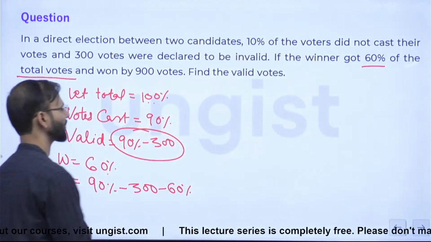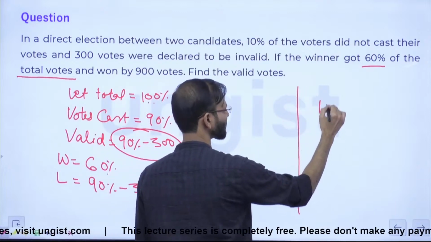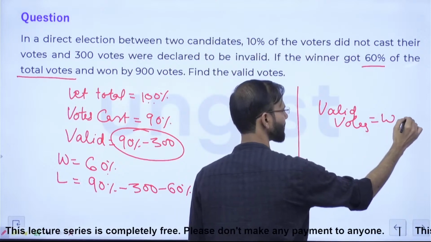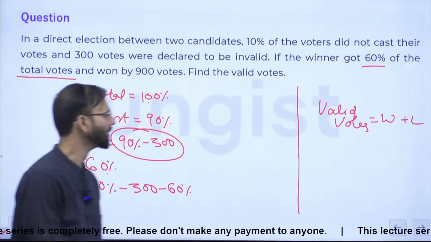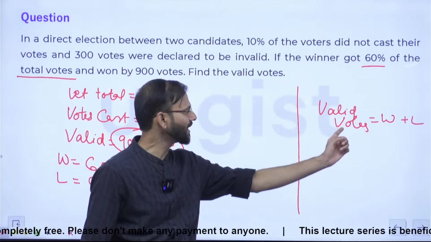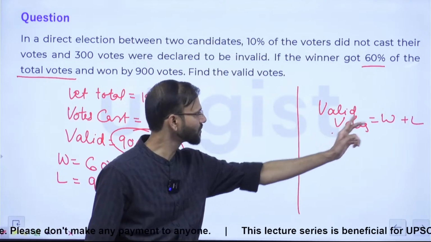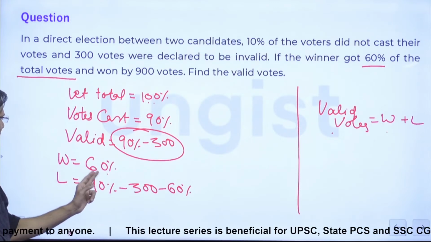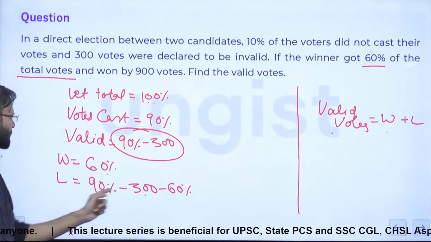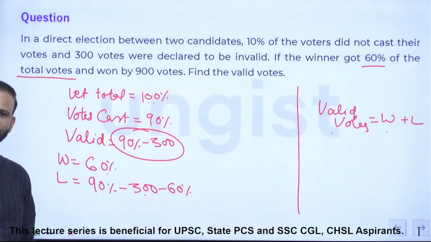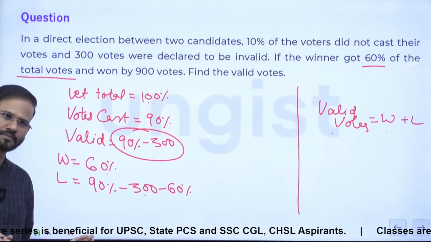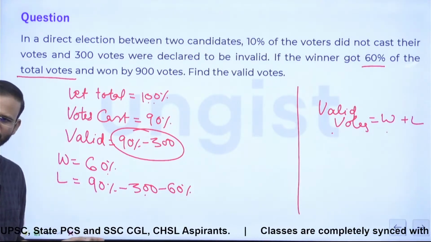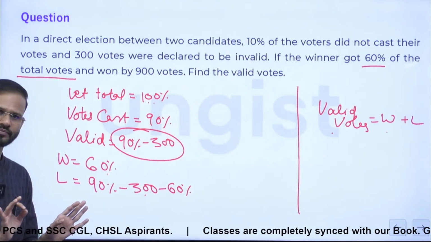I repeat, valid votes is equal to winner's vote plus loser's vote. Winner's vote is given to you. Valid votes we have found already. So valid votes minus winner's vote is equal to loser's votes. Guys, is it clear? Ayan, any doubt? Till here, anyone? No? It's fine, everyone?